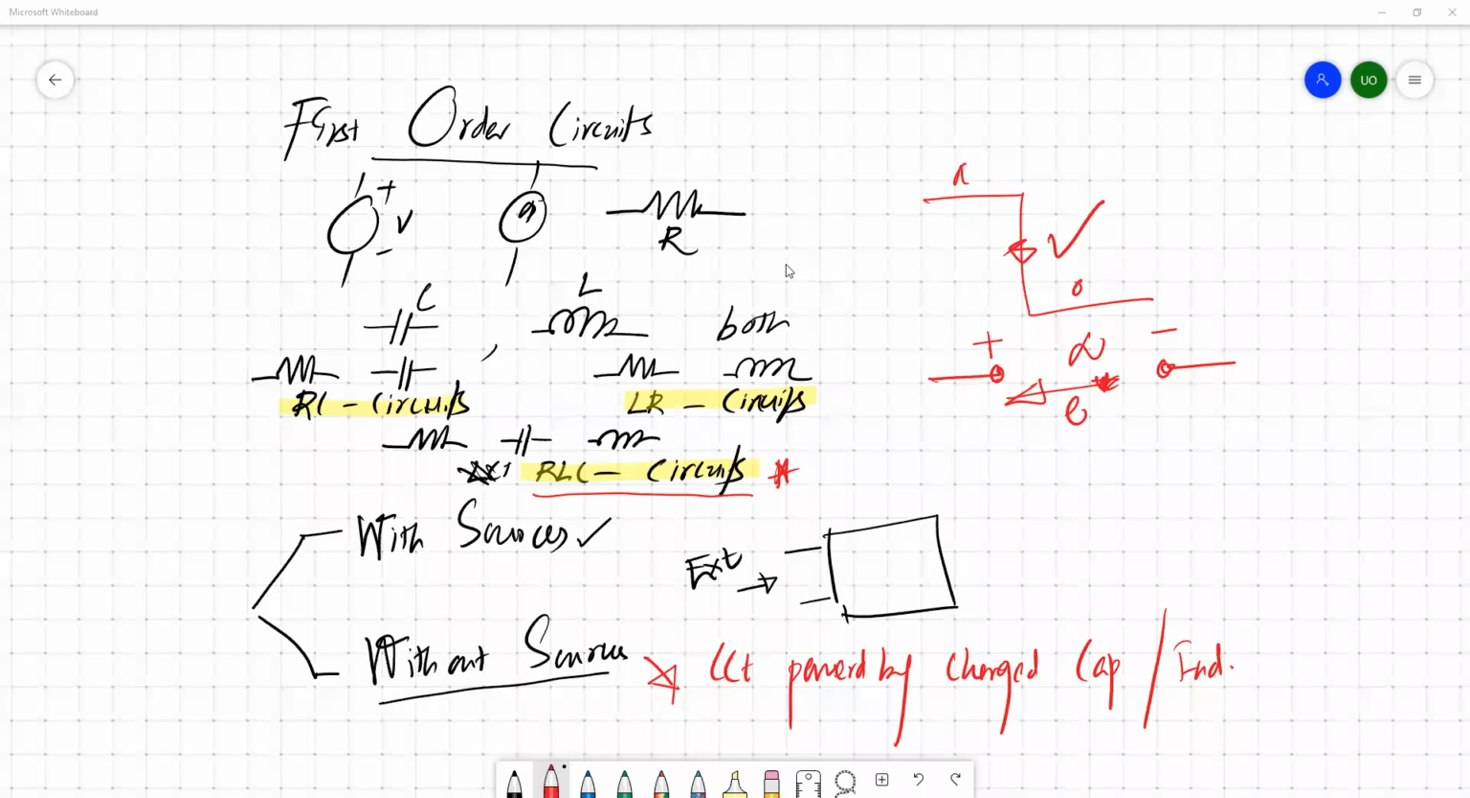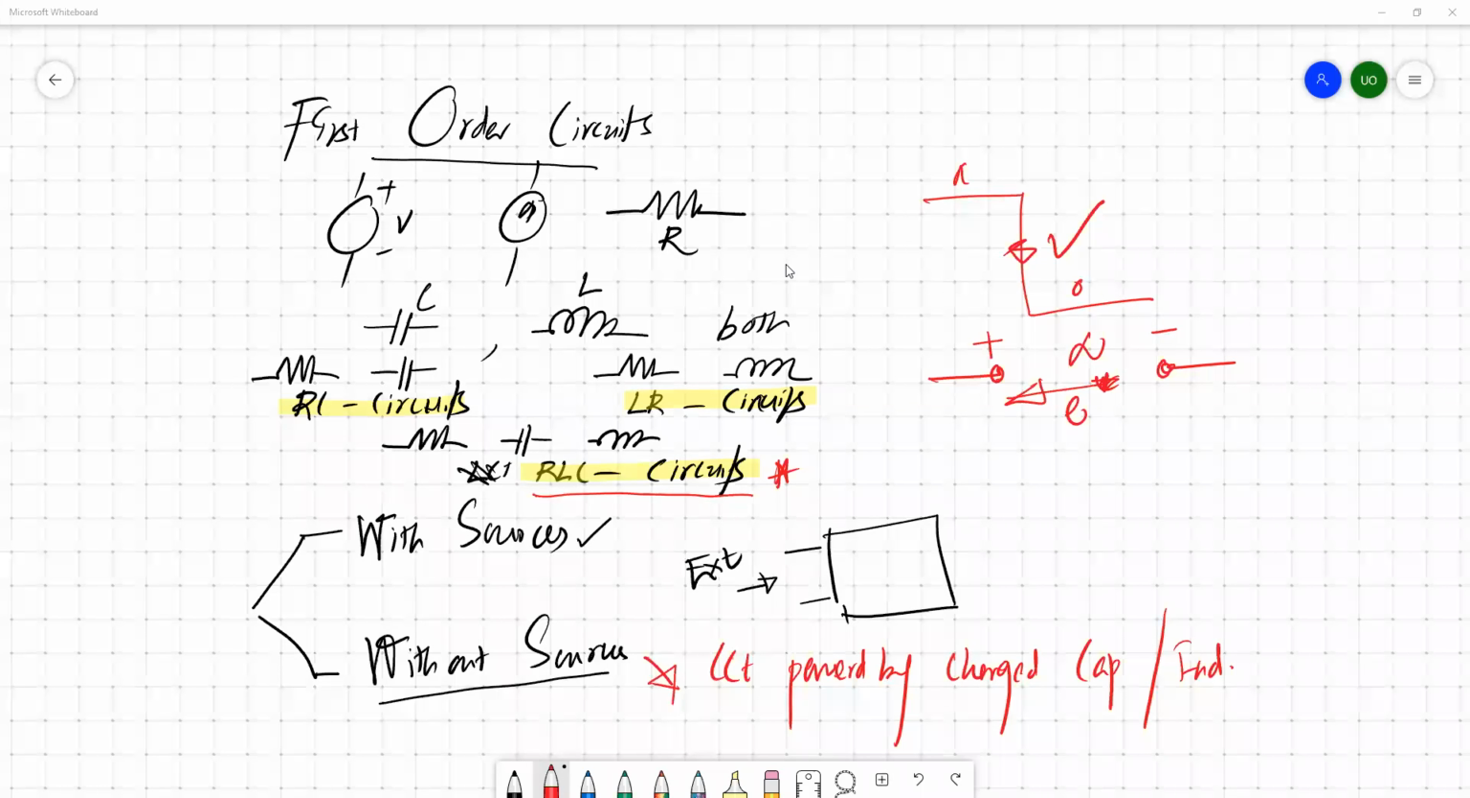So in this without-source category, we discuss those scenarios where you have capacitors and inductors in the circuit, and they are charged to a certain level. These charged capacitors and inductors act as virtual sources for this circuit, and these virtual sources deliver power to the circuit. So the circuit is managed through the stored energy of the capacitors and inductors.